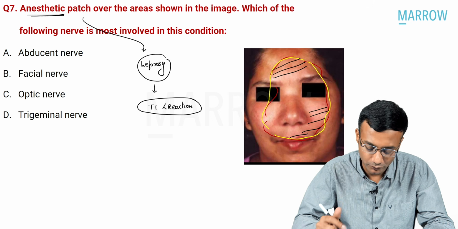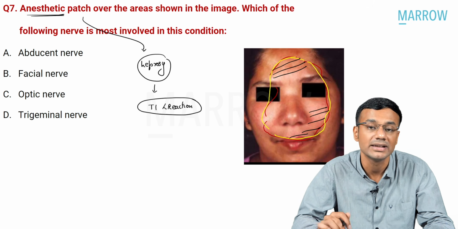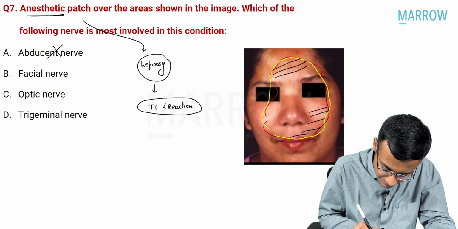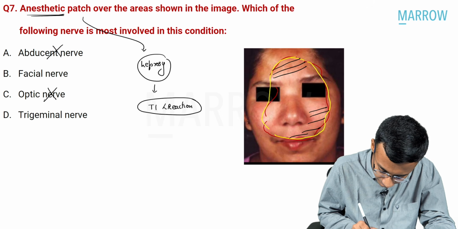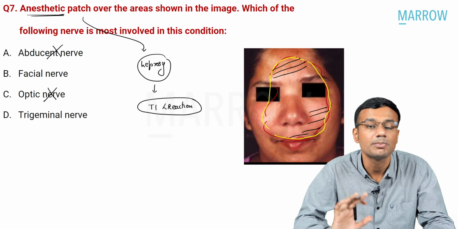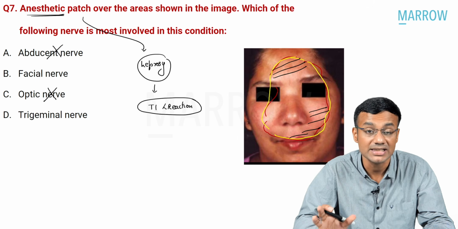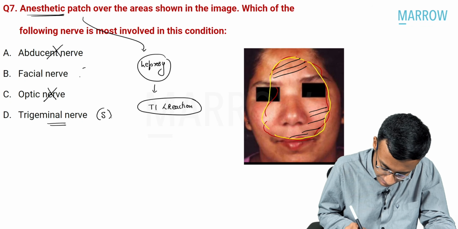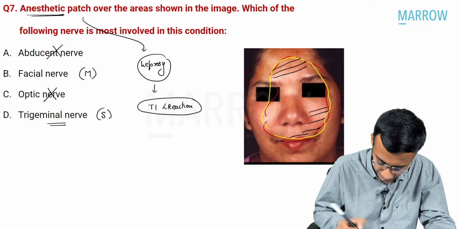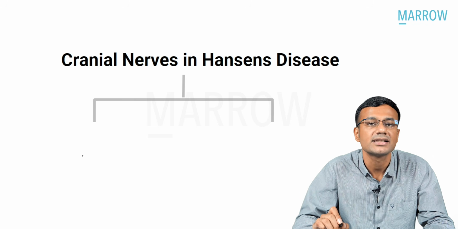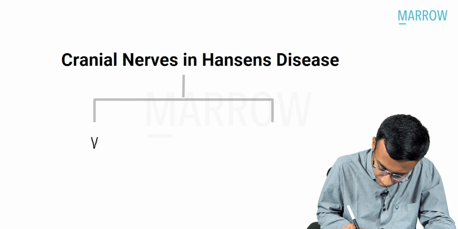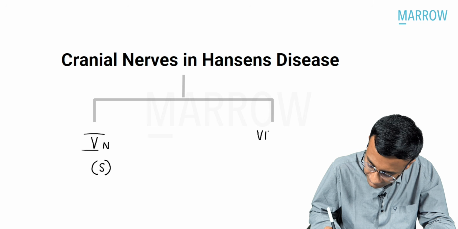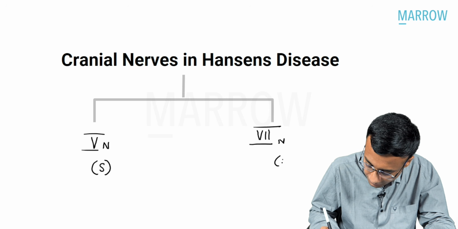The question is asking which of the following is the most commonly involved nerve in this condition. So let us cross out two options here. Abducent is not the answer. Optic nerve cannot be the answer, because there are two important nerves over the face. Number one, the trigeminal nerve which is sensory, and the facial nerve which is motor. So the cranial nerves in Hansen's we have to remember are two: the fifth cranial nerve which is predominantly sensory, and the seventh cranial nerve which is motor.